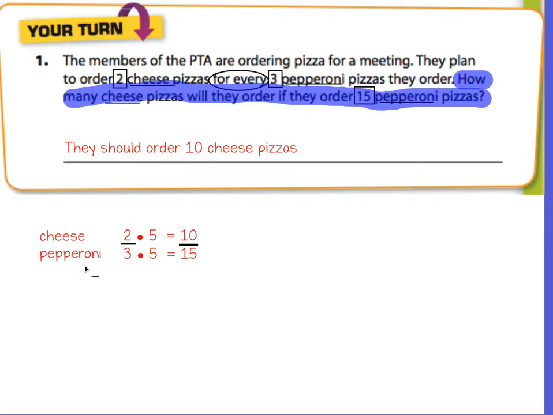So then when you look down here, I showed you my work. I had cheese listed on top and pepperoni listed on bottom. I knew that to figure out my pepperoni, so to go from 3 to 15, I had to multiply by 5. So what I did to the bottom, I had to do to the top. And so when I multiplied 2 by 5, I got 10. So I had to get 10 cheese pizzas. Right?